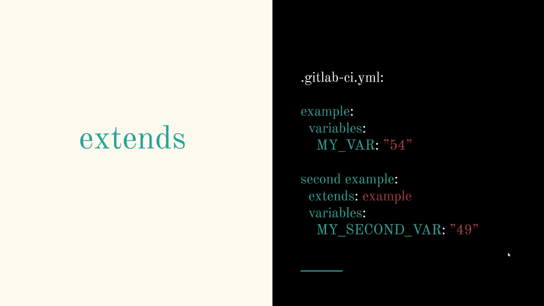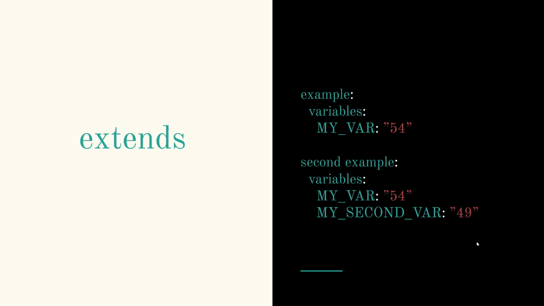In this example, we have 2 jobs. In the first one, we set 1 variable. In the second job, we inherit from the first job, but we add another variable, my second var with value 49, into the variables section. The output will be this.